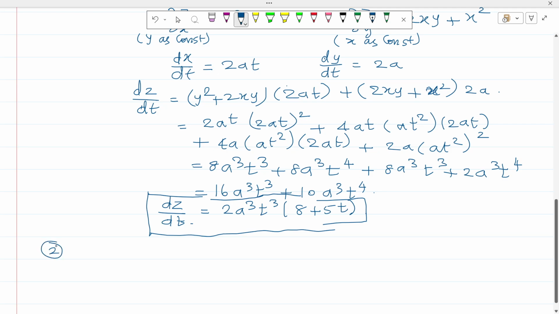Second problem, I can write here. If u equal to x square minus y square, and one more thing, if you are studying mathematics, just go through the mathematics.